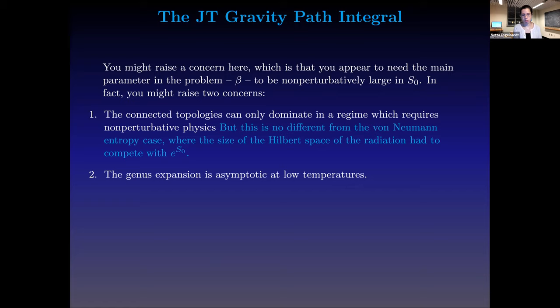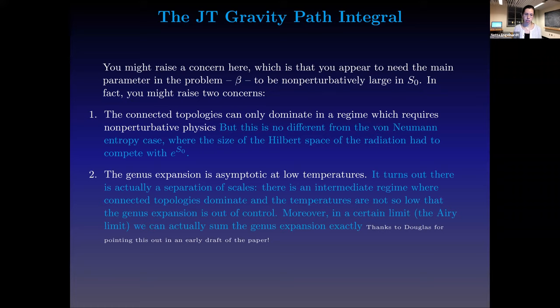You might also say, well, the genus expansion is asymptotic at low temperatures. It turns out that there actually is a small separation of scales here. There's an intermediate regime where the connected topologies, quote unquote, dominate, which is to say they contribute more than the disconnected ones, even though we're not doing a saddle point approximation, and the temperatures are not so low that the genus expansion is out of control. And in fact, thanks to Douglas, we also looked at the so-called Airy limit, where you can actually sum the genus expansion exactly, and we found that our results were robust in that limit.